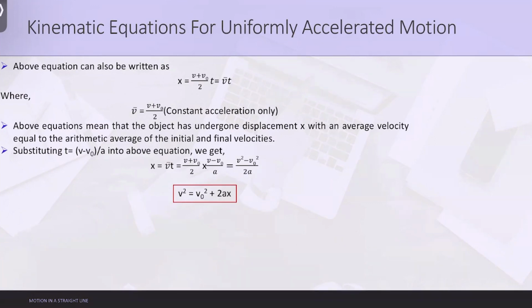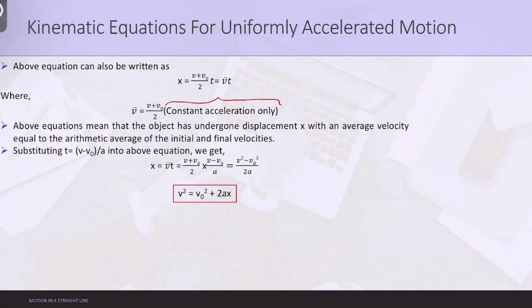The first thumb rule which we need to remember is that everything which you are understanding is for constant acceleration only, or it is for uniformly accelerated motion. Okay, so the above equations mean that the object has undergone displacement x with the average velocity equal to the arithmetic average of the initial and final velocities. So if we know the initial and final velocities, we can find out the displacement as nothing but equal to average velocity multiplied by time taken.